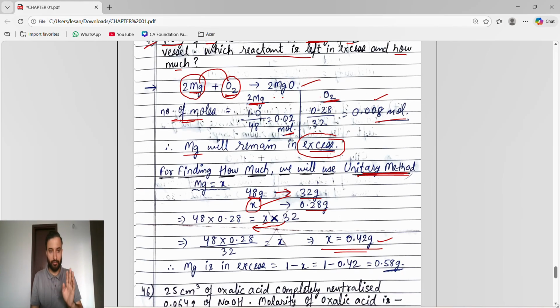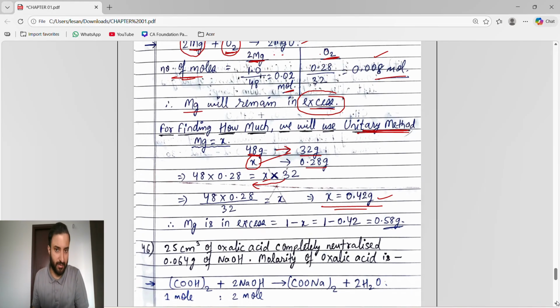Okay, so see here what we understand till here. For finding which is the limiting reagent or which is the excess reagent, what will we do? We will write the balanced chemical reaction. In that, two reactants will be there. For each reactant we will find the number of moles. From there we will get to know which is less, that is the limiting reagent, and which is present in highest amount, that is the excess reagent. Okay, that's it, done. For finding how much is present in excess, we will use the unitary method.